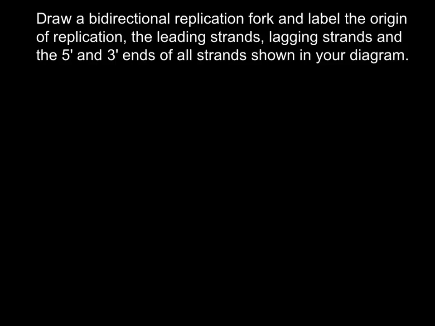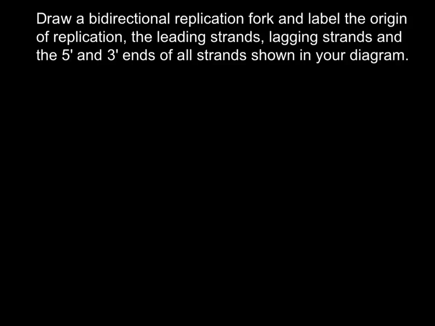Hi, today's question is: draw a bidirectional replication fork and label the origin of replication, the leading strands, lagging strands, and 5' and 3' ends of the strands shown in your diagram. You may stop the video here, try to draw the diagram on your own, and then compare your diagram with my drawing.